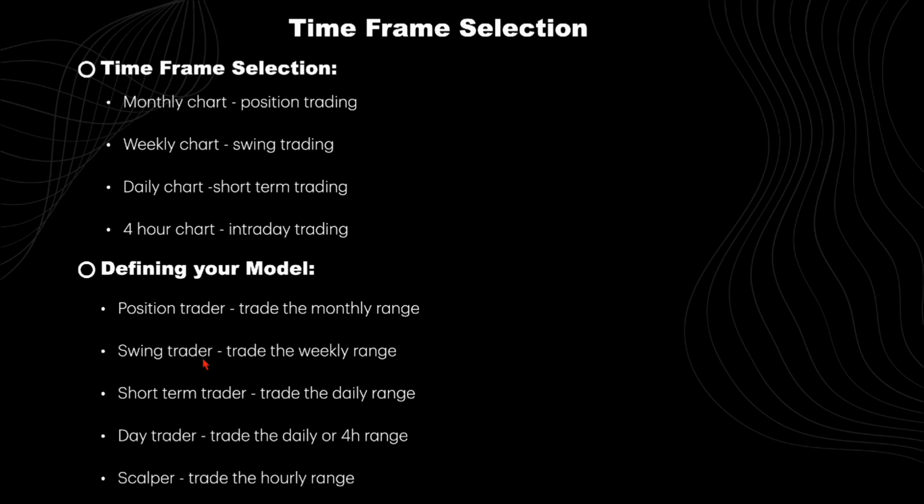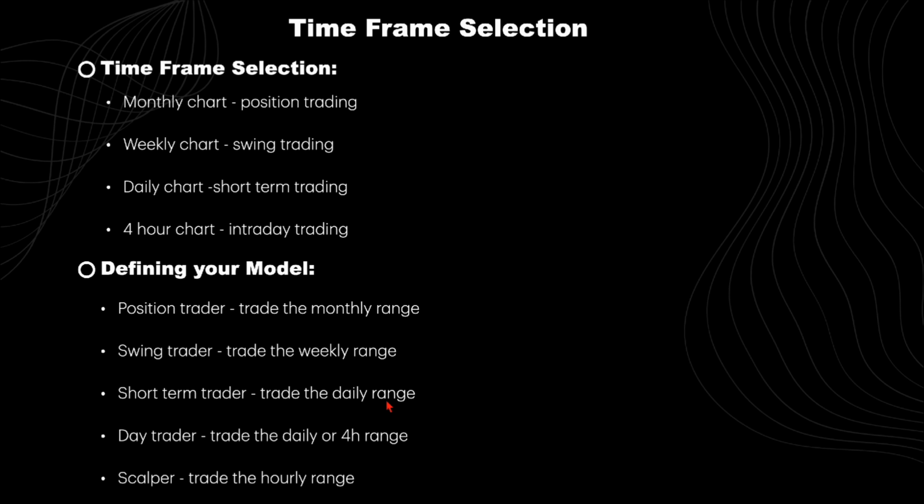Swing trading. Swing traders trade ranges on the weekly chart. This style is effective during market expansions, but since markets spend much of their time ranging, setups may take weeks to form. Short-term trading. Short-term traders trade daily chart ranges within a weekly range.